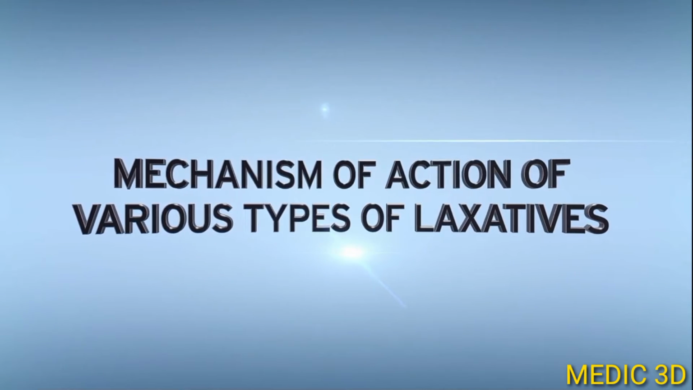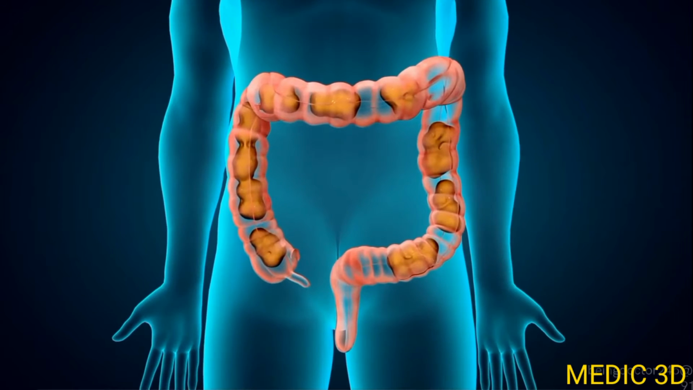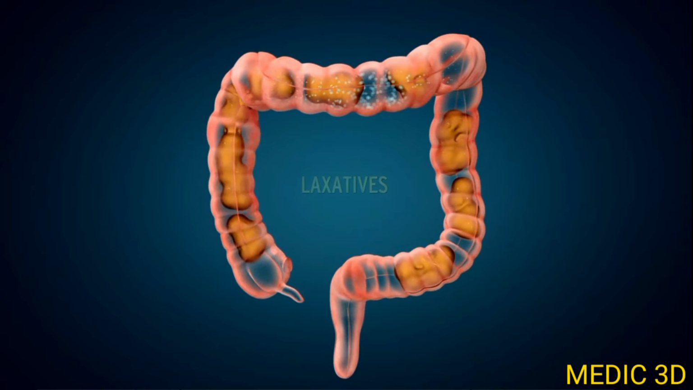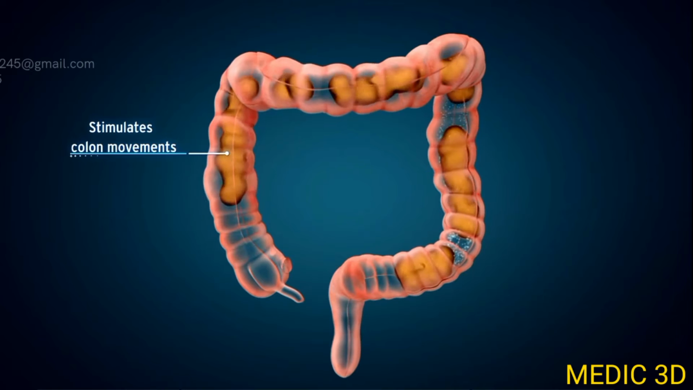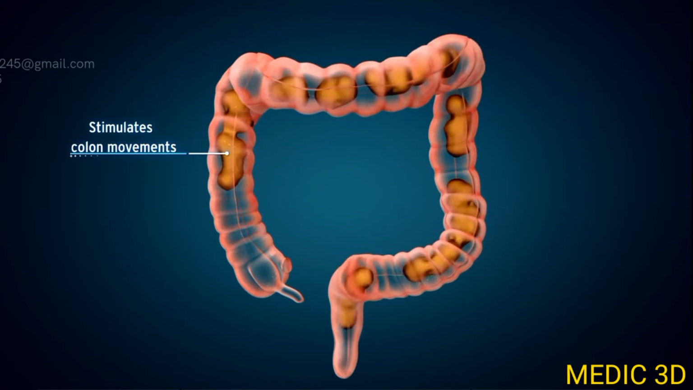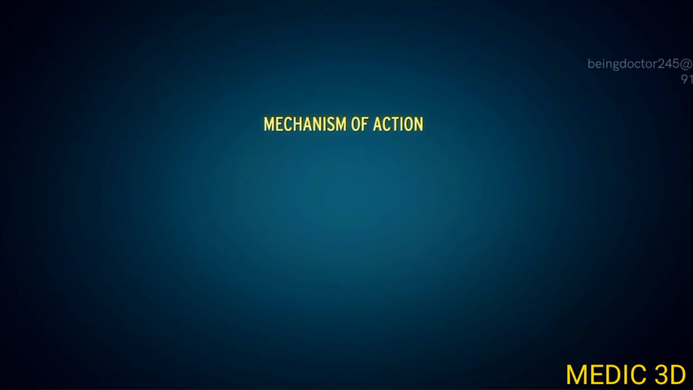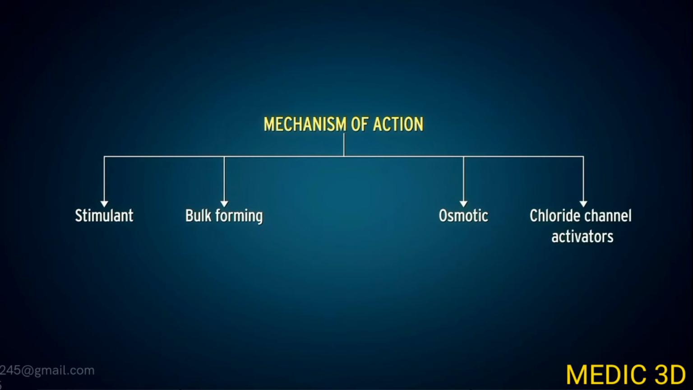Mechanism of action of various types of laxatives. Laxatives are a group of medicines that generally work on the mechanism of stimulating the colon movements. They also work on the principle of retaining water and electrolytes in the intestinal lumen. Based on their mechanisms, laxatives can be divided into stimulant laxatives, bulk-forming laxatives, saline and osmotic laxatives, and chloride channel activators.